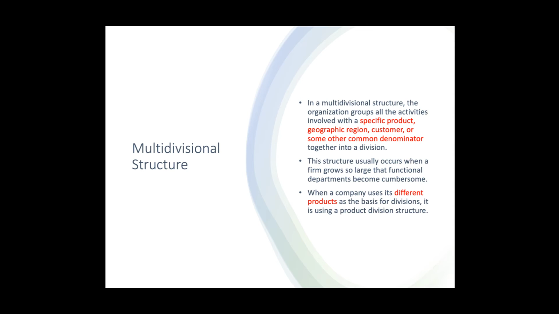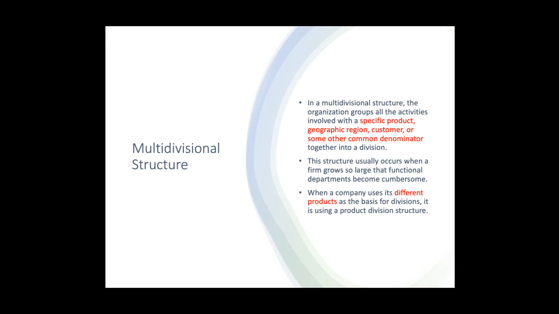And this structure you see in the life cycle of a business normally occurs when a firm grows so large that functional departments simply become cumbersome. And so instead, the company's big enough where they really are devoting an enormous amount of effort towards one geographic region. Well, let's just have that work as its own business unit. And perhaps you have an enormous amount of resources going to serving a particular type of customer. So let's just have them all work together as a business unit.